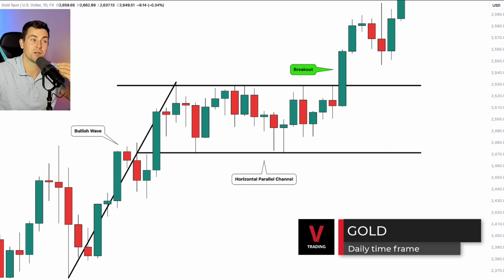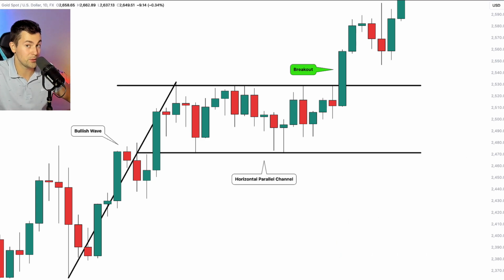You can see that the market spent quite a substantial period of time within that channel on a daily time frame, and then the violation of its resistance was a strong trend following bullish signal.